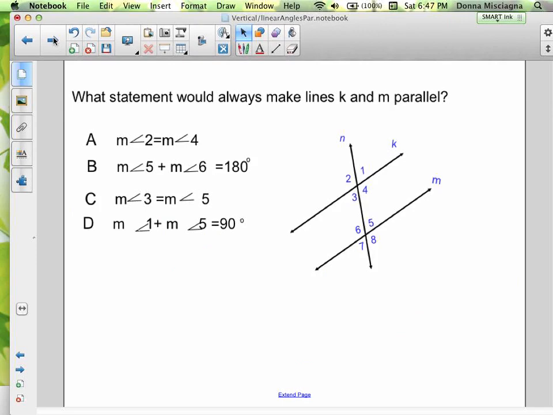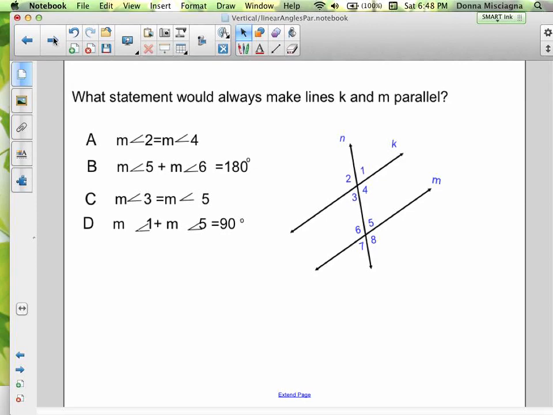All right, so now here we have a multiple choice question. What statement would always make lines K and M parallel? Let's go through these. I included this in the lesson rather than making this a question for you because I wanted to discuss it. All right, so let's go through each one of them and determine, is that enough? Yes or no? And if it's not, why not? Angle 2 is congruent to angle 4.